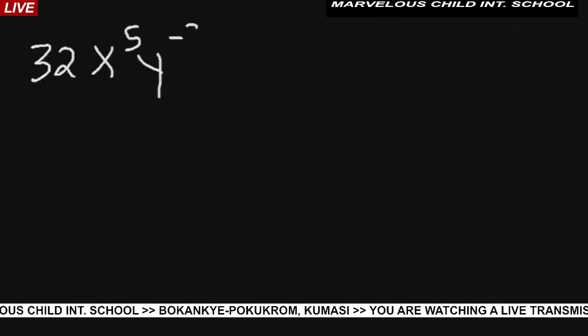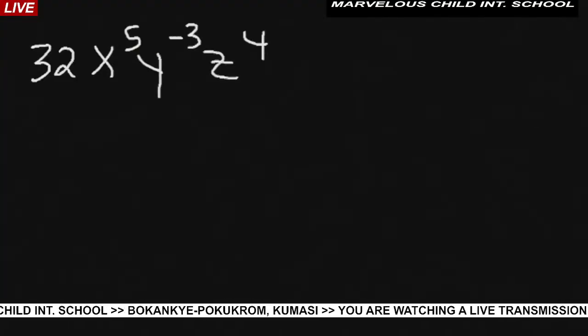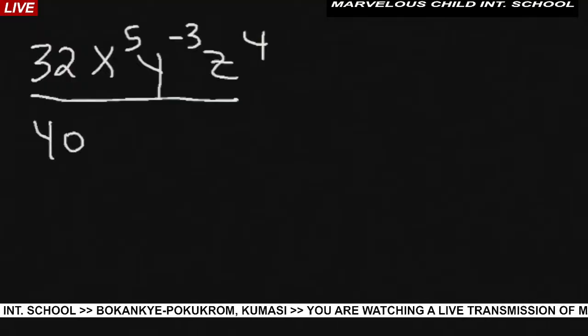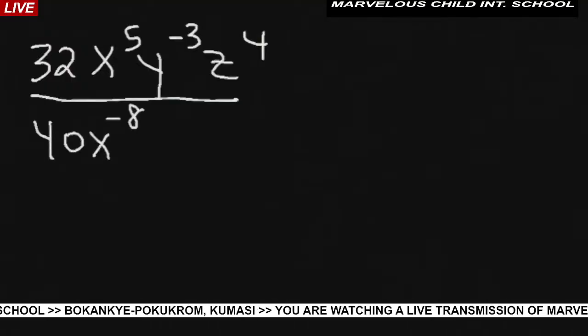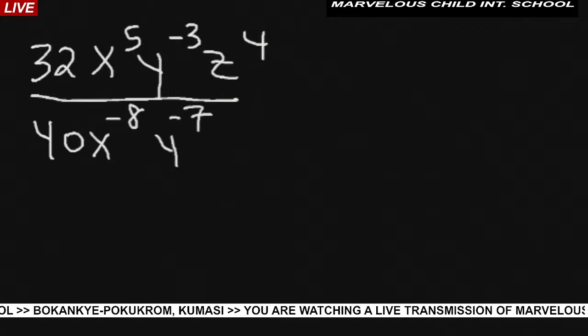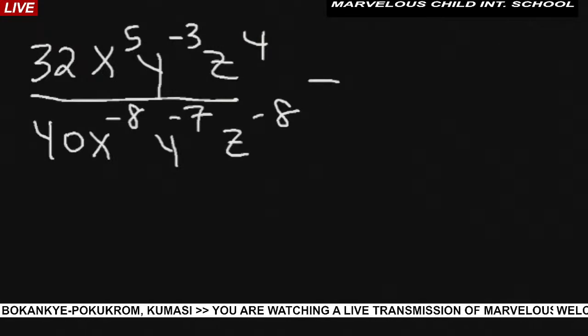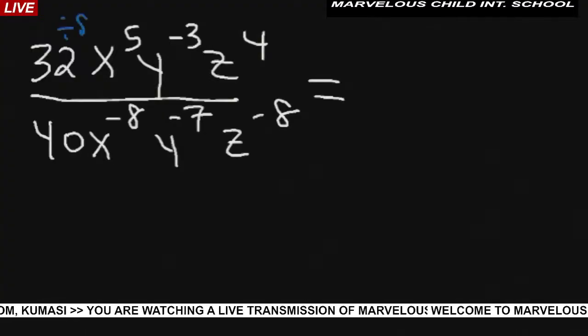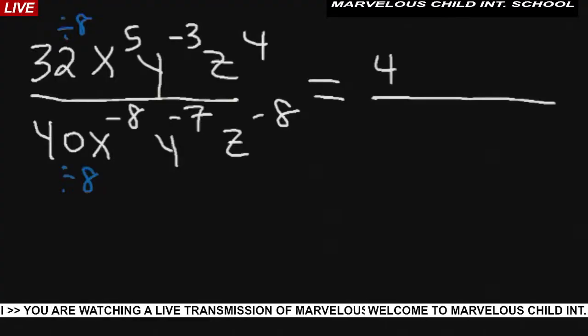Try this one. 32x to the 5th power, y to the negative 3, z to the 4th, divided by 40x to the negative 8, y to the negative 7, z to the negative 8. So we can't divide 32 by 40 nicely. However, notice that 8 can go into 32 and 40. So let's divide the top number and the bottom number by 8. 32 divided by 8 is 4. 40 divided by 8 is 5.